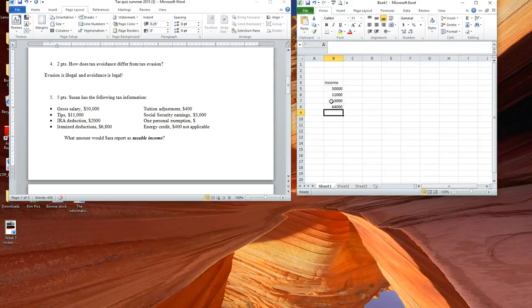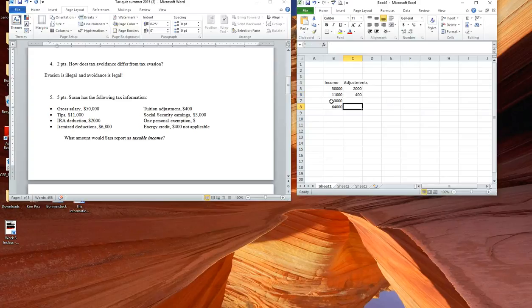All right, after I do income, now I'm going to look for adjustments. And I do see some adjustments here, and I know that these are going to be subtracted. So my adjustments include an IRA deduction of $2,000. So now I've used that. I have another adjustment of tuition of $400. That's an adjustment. And I don't see anything else.